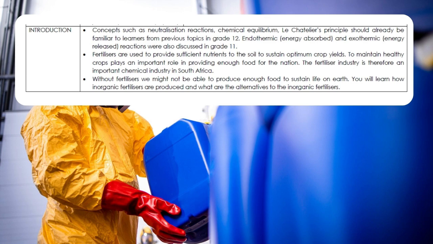Fertilizers are used to provide sufficient nutrients to the soil to sustain optimum crop yields. Maintaining healthy crops plays an important role in providing enough food for the nation. The fertilizer industry is therefore an important chemical industry in South Africa. Without fertilizers, we might not be able to produce enough food to sustain life on Earth. You will learn how inorganic fertilizers are produced and what the alternatives to inorganic fertilizers are.